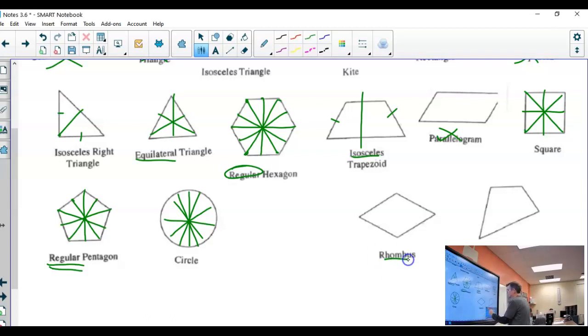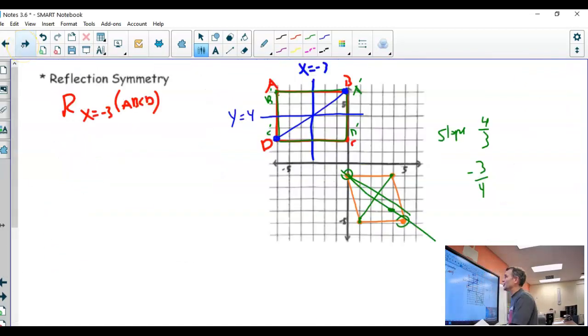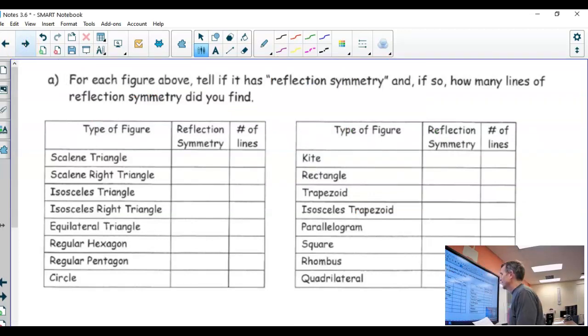A rhombus. Do you guys know what a rhombus is? A rhombus just means all 4 sides are equal to each other. So all 4 sides equal. And a rhombus has 2. And just any general quadrilateral does not have any. So if we were filling in our little chart, it would look something like this.